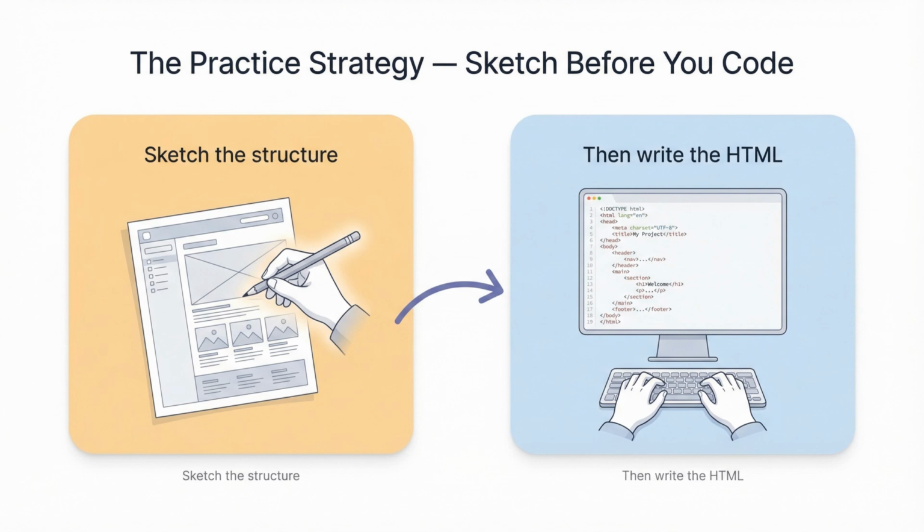First, take the design and draw boxes around every section. Identify the nesting. Label what goes where. Once that mental model is solid, then you open your editor and translate it into code. With enough practice, this process becomes automatic.